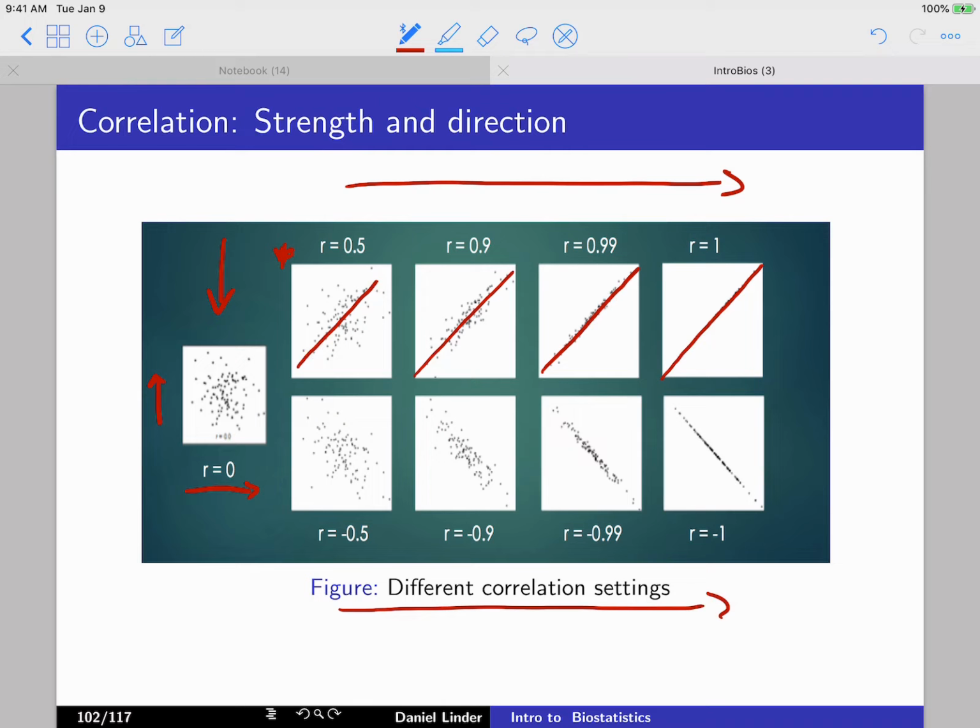Okay, same thing's happening for the bottom row here, except that we have negative correlation. So at -0.5, you still see the general kind of behavior as 0.5, except the direction has changed a little bit, but you still have a lot of scatter. As you increase the correlation in magnitude towards 1, you see things again are getting tighter and tighter on the line, except in a negative direction. So the slope is negative.